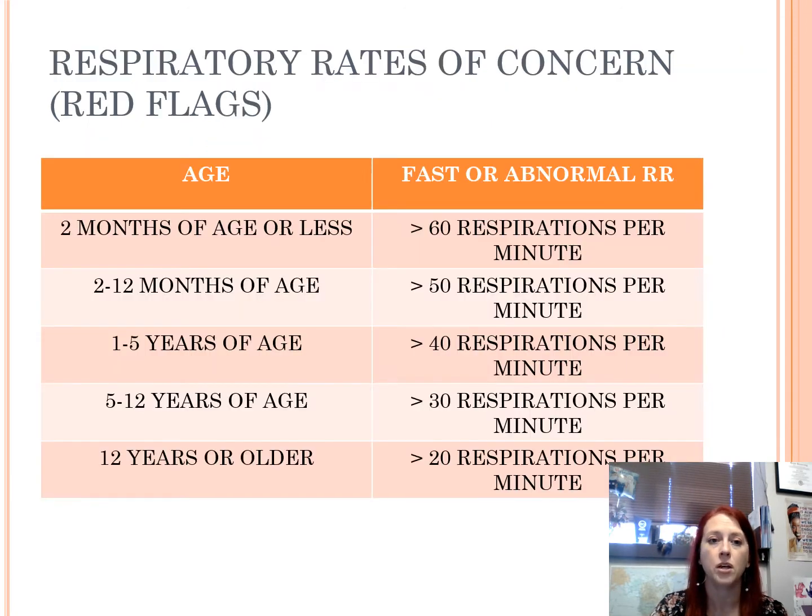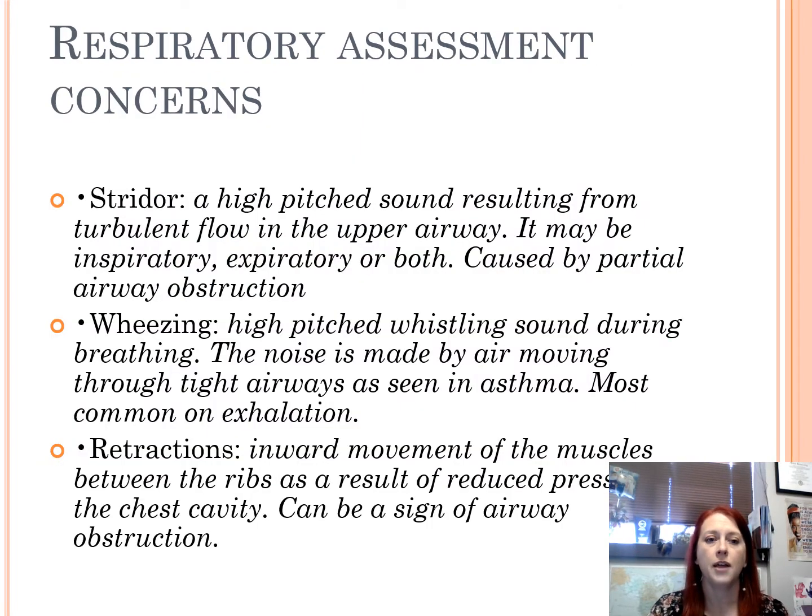Now, these are the red flag respiratory rates, a quick reference when we're looking at a patient to say, okay, this is too high. Remember, kids breathe much faster when they're younger, and it slows down as we get older. So generally, 2 months and under, 60, up to that 12-year-old age range, we say more than 20 is too fast.